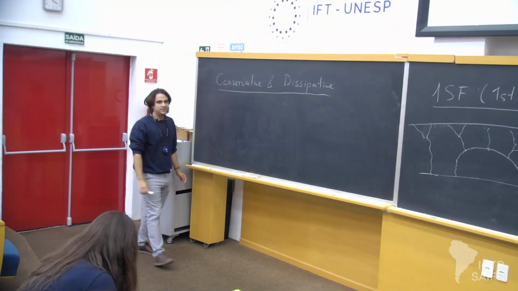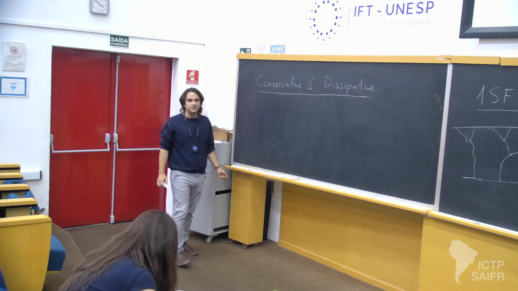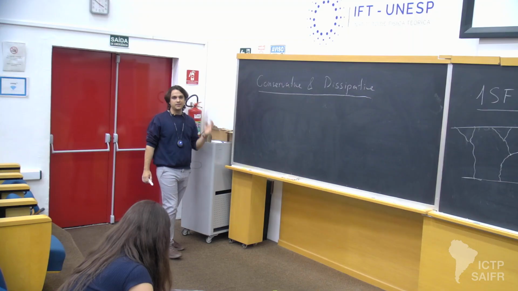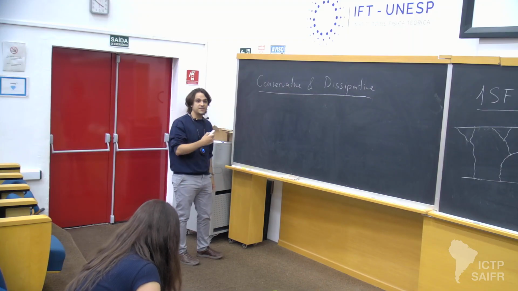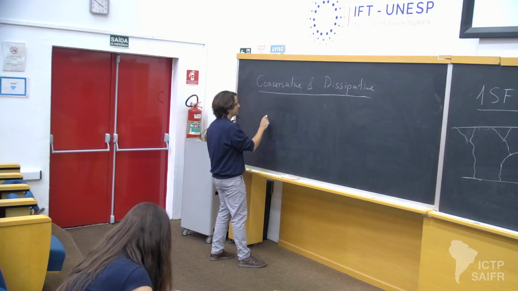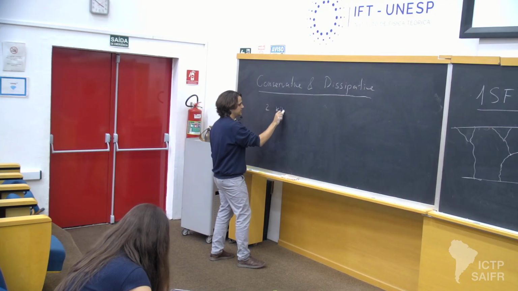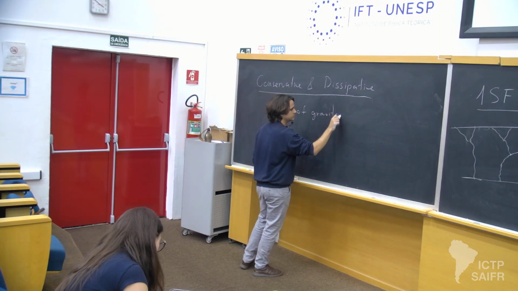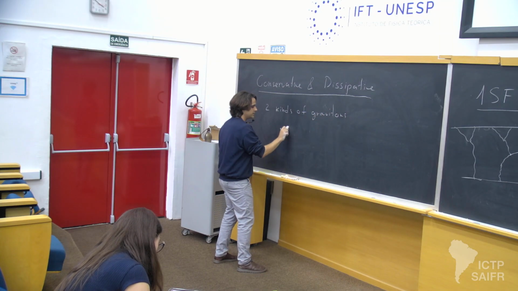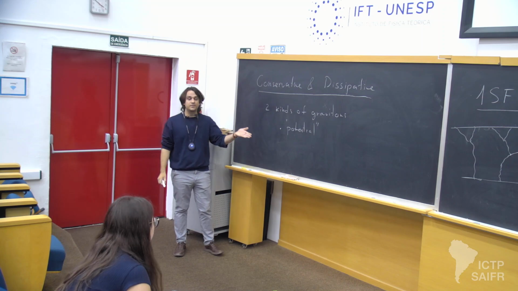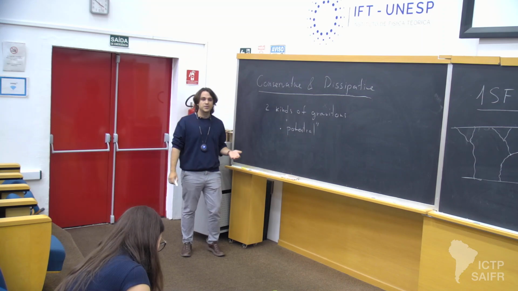And once again, this method of regions comes to the rescue. For this, it's useful to think about the limit of small velocities. So now we'll use the velocity as a counting parameter. And the statement is that there are two kinds of gravitons. There are so-called potential gravitons. These are the ones that, for instance, build up the potential or the metric.